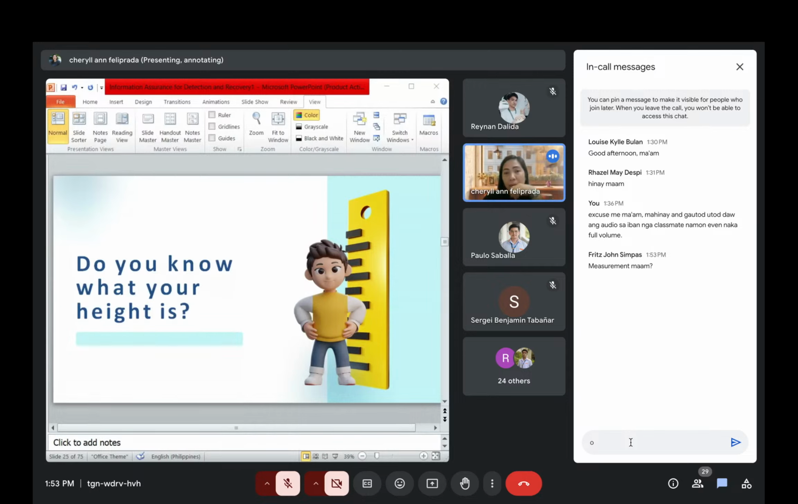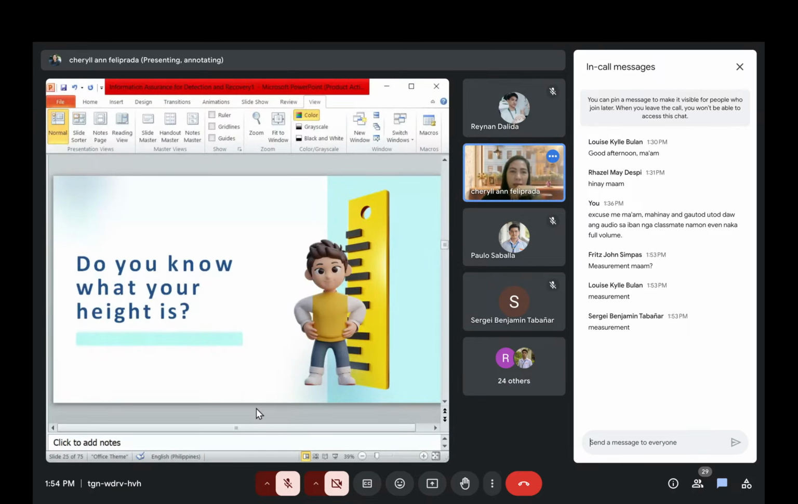Hi, class. Napamangkot ako. Lapit magkasabat. Ikaw. Yeah, it's a measurement. So according to some of you who are here physically with me, height is a measurement.